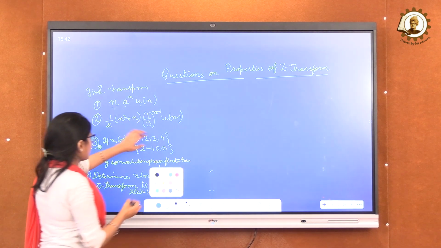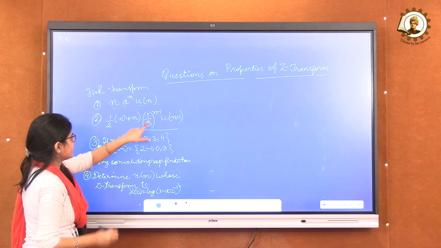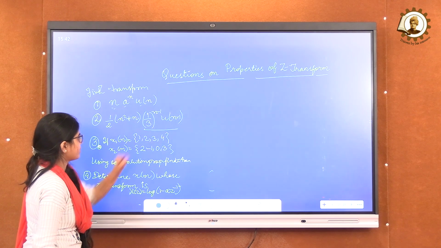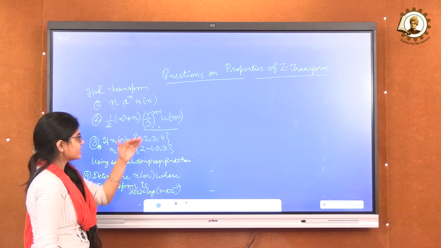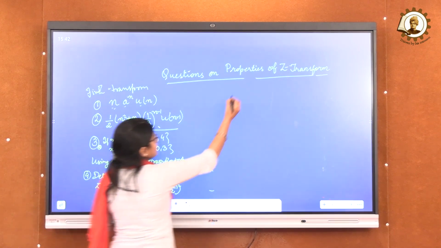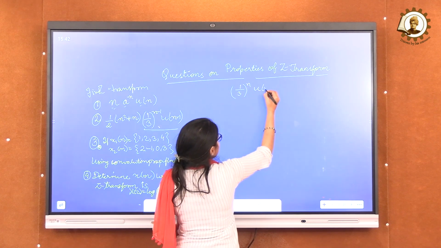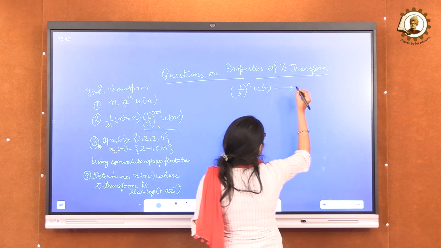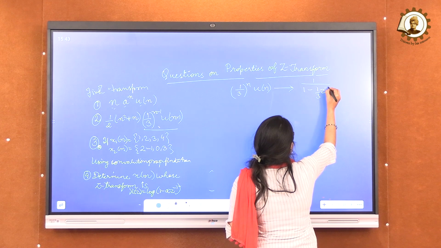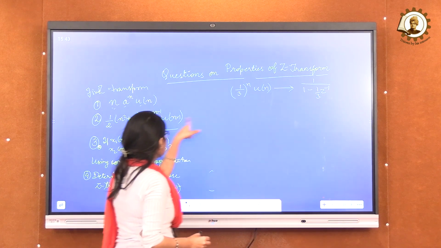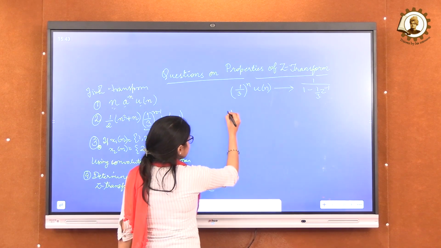I will not rewrite the question. I will just start from here. See, this is 1 by 3 raised to the power of n minus 1, u of n minus 1. So first, decipher this one properly. The parent signal for this one will be what? 1 by 3 to the power of n u[n]. So what will be the z transform of this one? The z transform for this one will be 1 by 1 minus 1 by 3 z inverse. Right? Now, you are time shifting it by 1 unit.